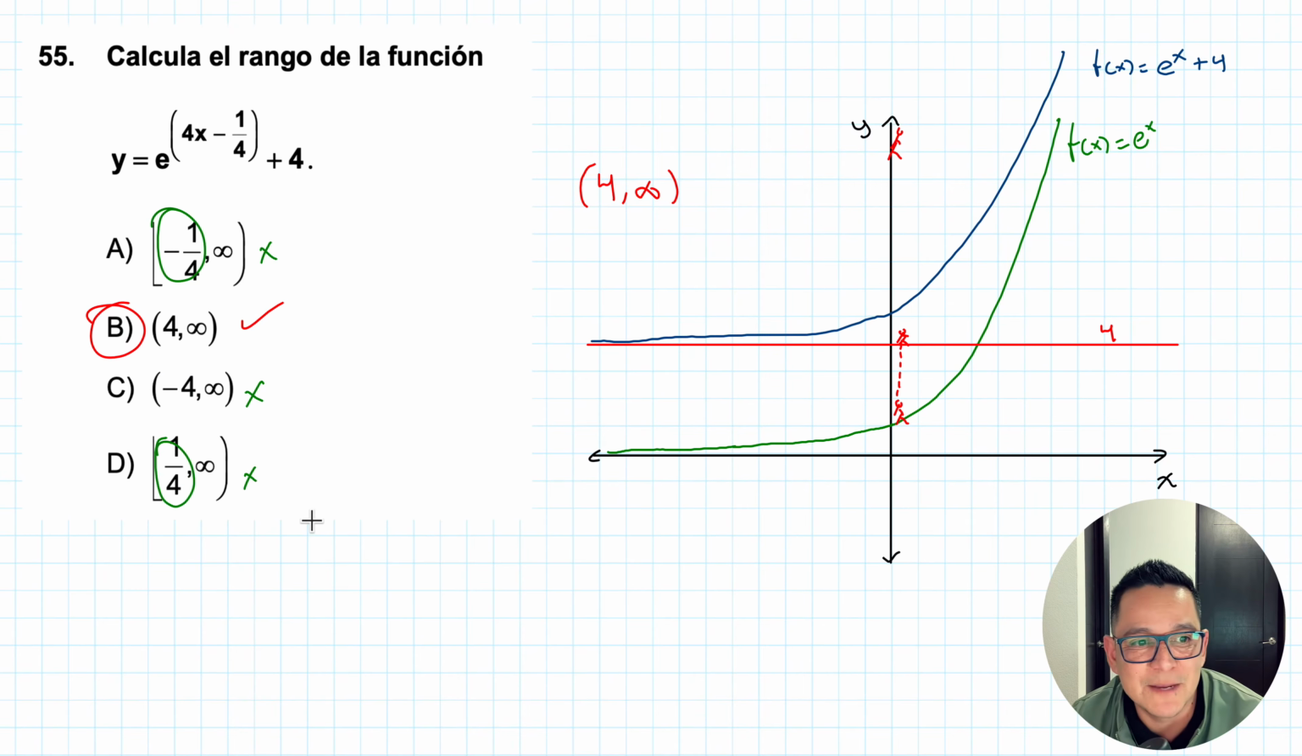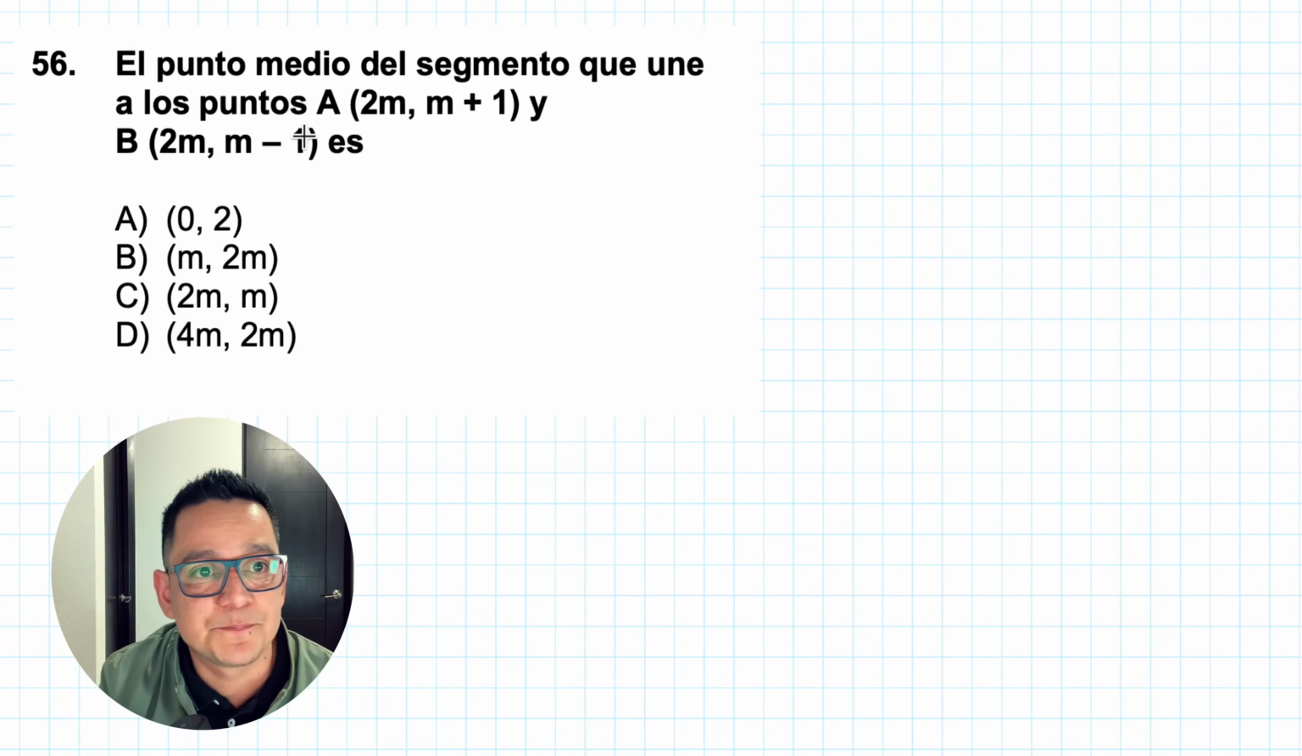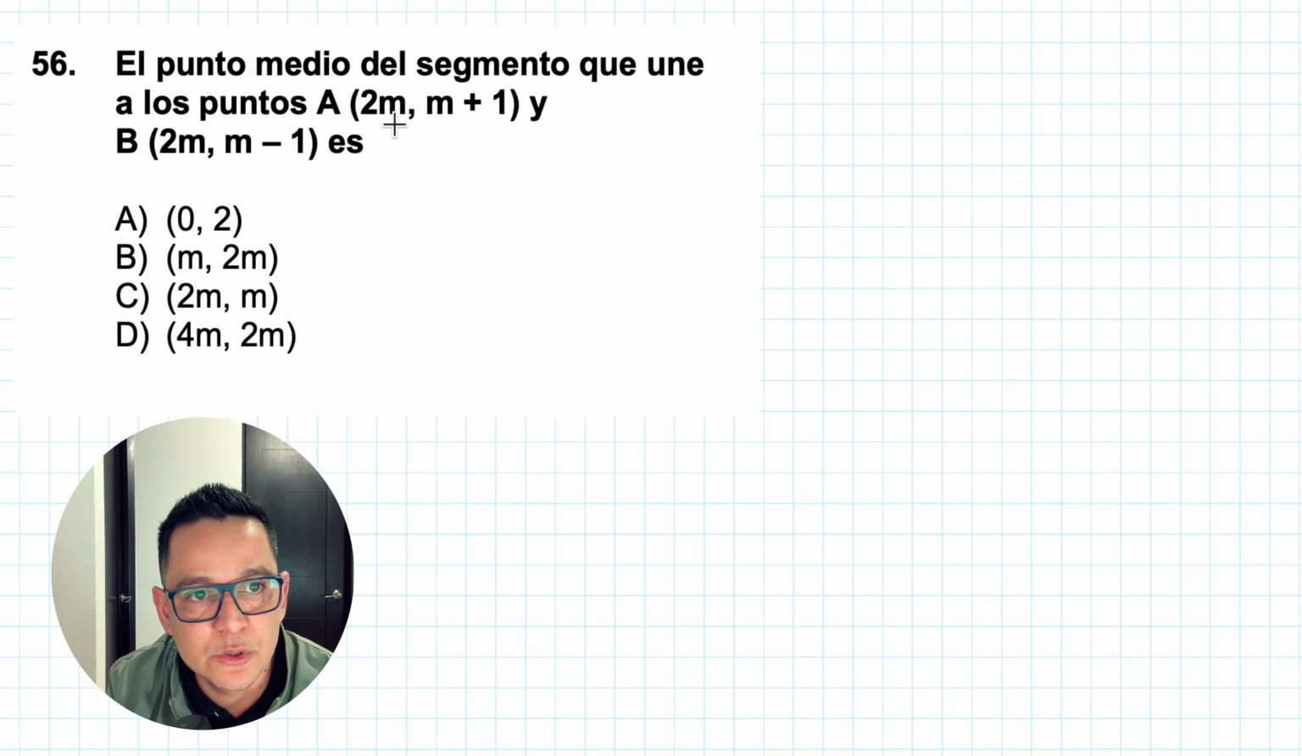So, the only one that could make sense was option B. But obviously, you have to know what I've already been telling you, right? Okay, let's continue then and move on to exercise number 56. It says, the midpoint of the segment that joins the points A(2m, m + 1) and B(2m, m - 1) is.